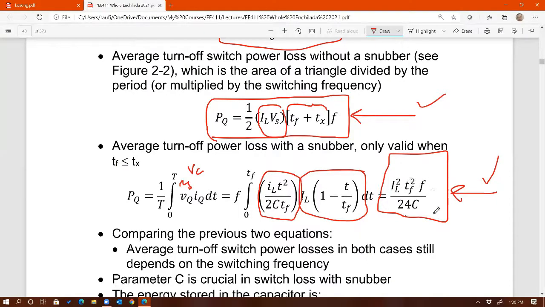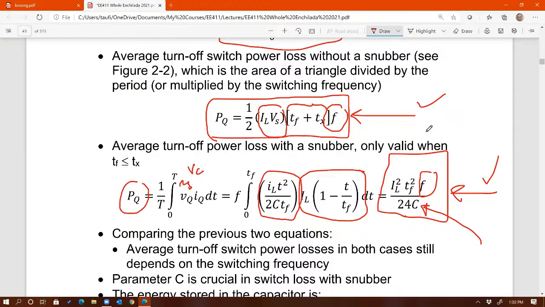Take a look at what happens before, and then we can adjourn. If you look at the equation for switching loss after the snubber, you can see that both are still a function of F. That's not good. As long as you increase switching frequency, you're going to increase the loss. However, with the snubber, you have the C right there in the denominator, which is good news. If you increase C, you get less and less power loss on the switch. So this is switching loss.